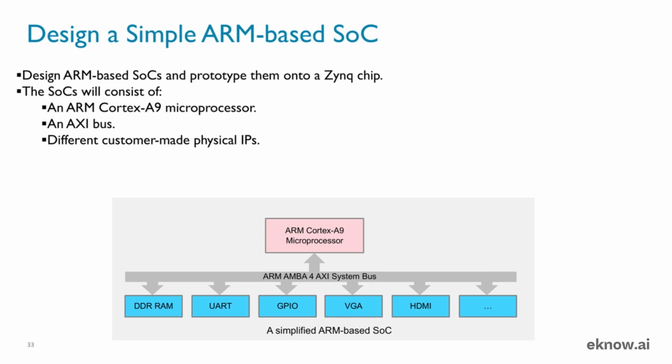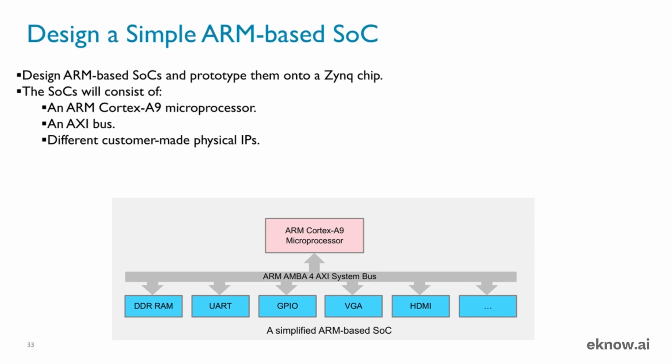The third component is a collection of customer-made physical IPs. IP stands for intellectual property, which in this context means pre-designed hardware modules that perform a specific function. The customer-made part means we'll be creating some of these ourselves.